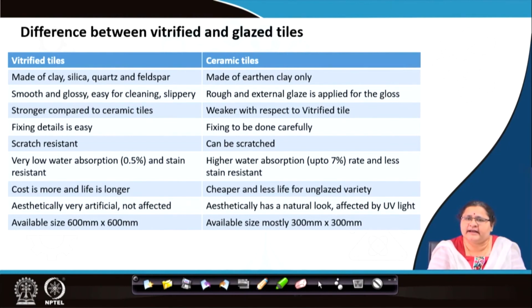The color may gradually go out of ceramic tiles due to ultraviolet rays, which will not happen in the case of vitrified tiles, because the vitrification process has happened from within. In the case of ceramic tiles, the coating is only on the top. Vitrified tiles are also available in larger sizes as compared to ceramic tiles. I will give you a list of sizes also later.